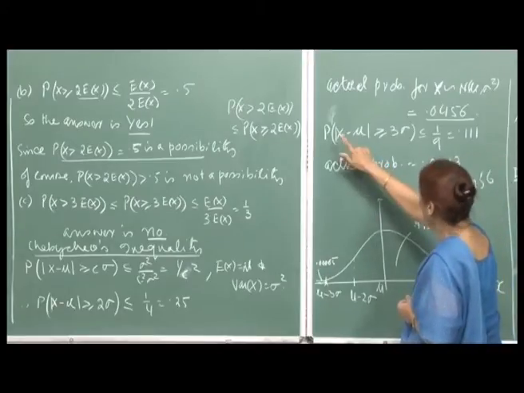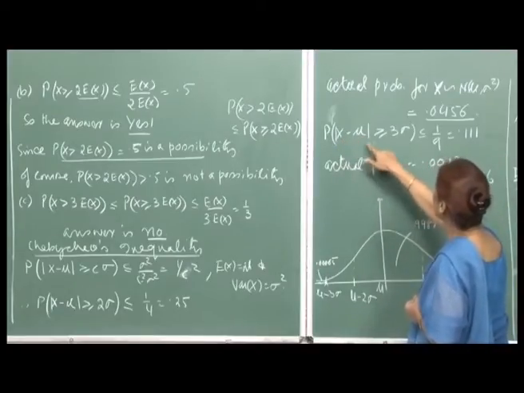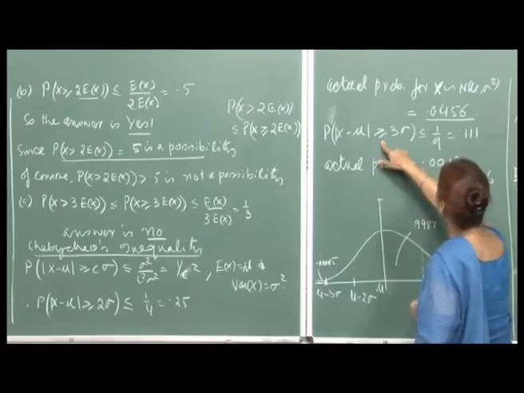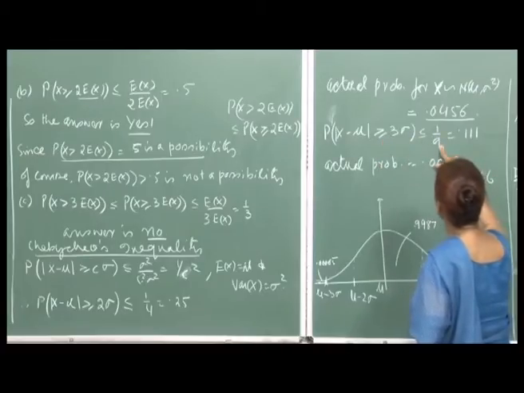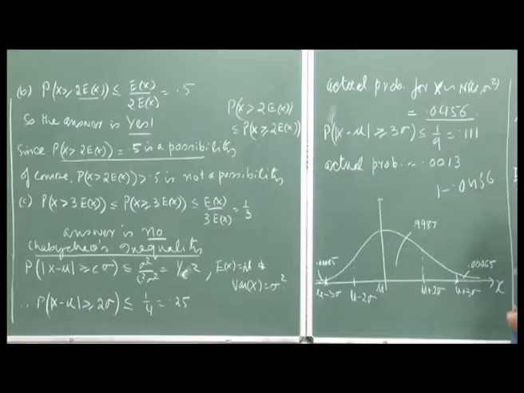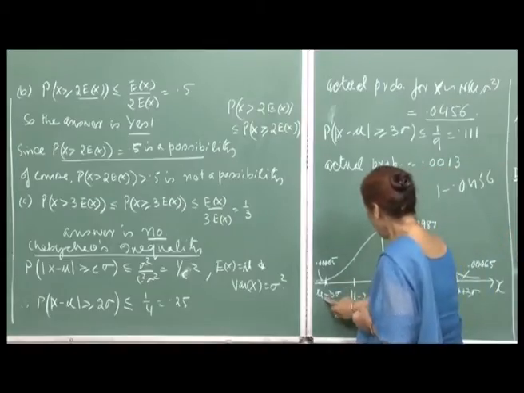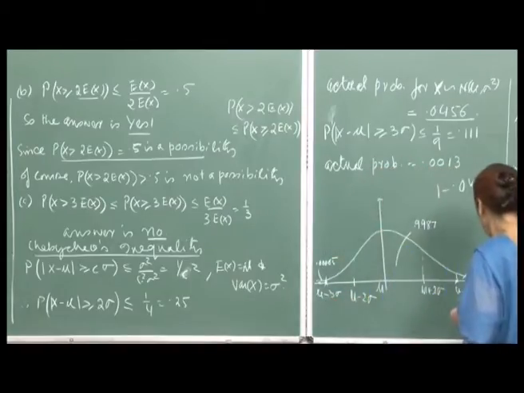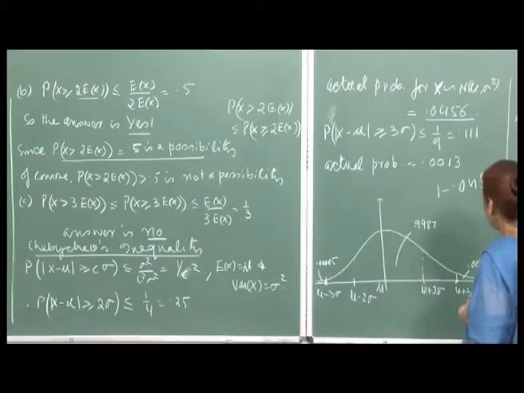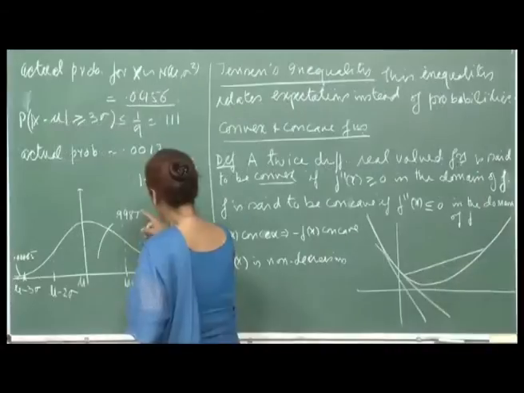If you take the probability of absolute value of x minus mu greater than or equal to 3 sigma, then this will be less than or equal to 1/9, which is 0.111, by Chebyshev's inequality. But the actual probability is very small, it is 0.0013. Here again, because of the symmetry, remember, this will be mu minus 3 sigma and this is mu plus 3 sigma.